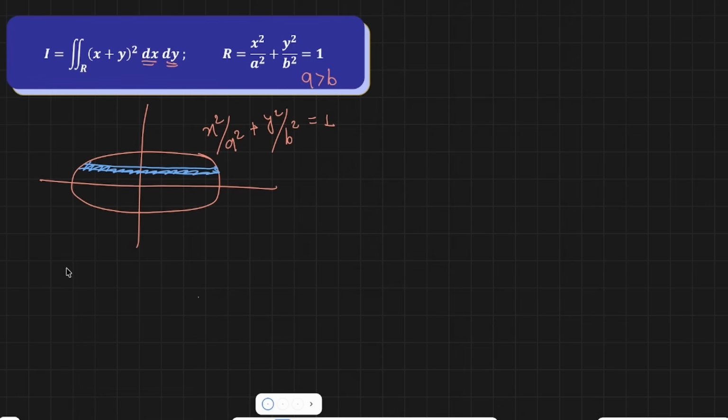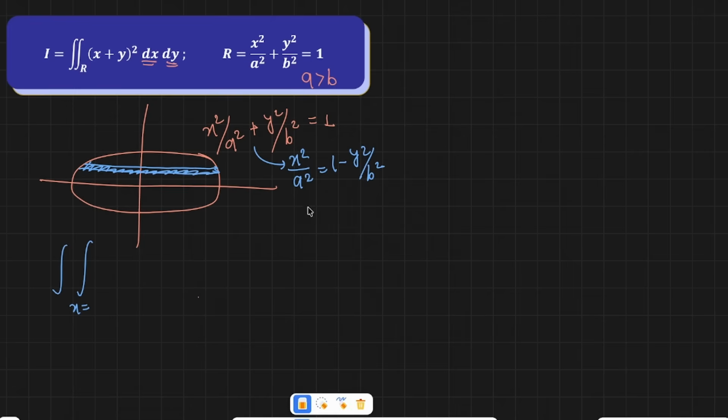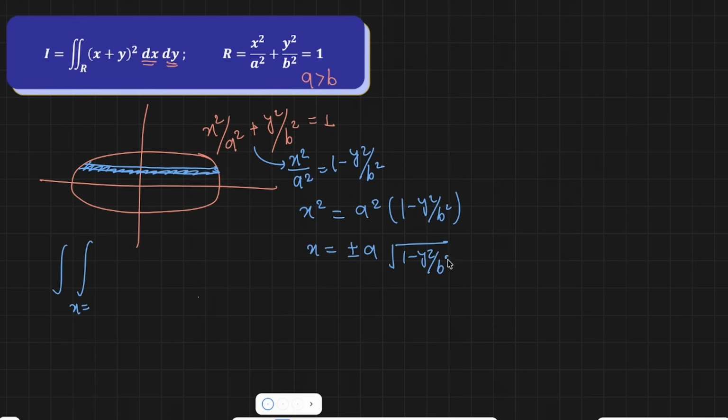What will be the limit? The limit of x will be from this region to this. So can you find out the x from here? When I find x, it will be x square upon a square equals 1 minus y square upon b square. So x square equals a square into 1 minus y square upon b square, and if I take the square root on this side, then x equals plus minus a into square root of 1 minus y square upon b square.